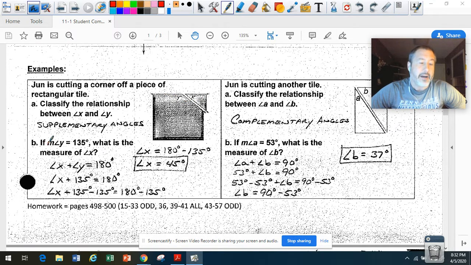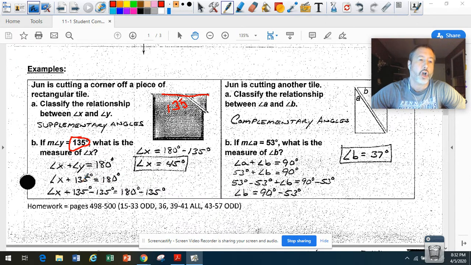So it says, if the measurement of angle Y is 135 degrees, so this is 135 degrees, okay? What's the measurement of angle X? Well, we know these two angles together form a straight line, which is 180 degrees. So we know that the measurement of angle X plus the measurement of angle Y equals 180 degrees. Well, we know what Y is. We know Y is 135 degrees. So the measurement of angle X plus 135 degrees equals 180 degrees.